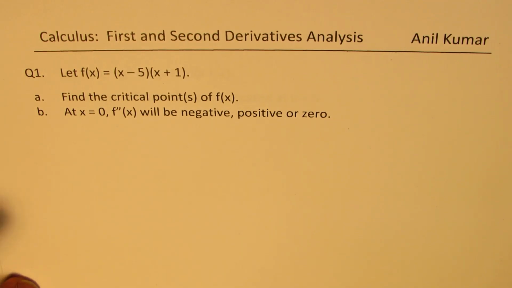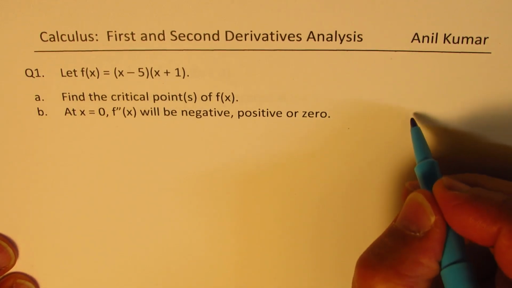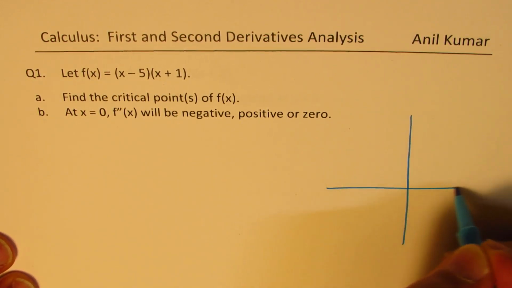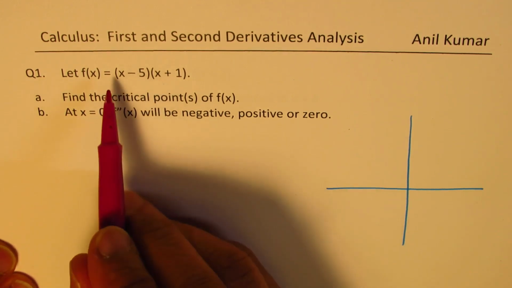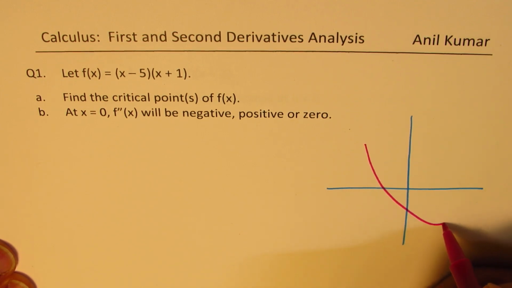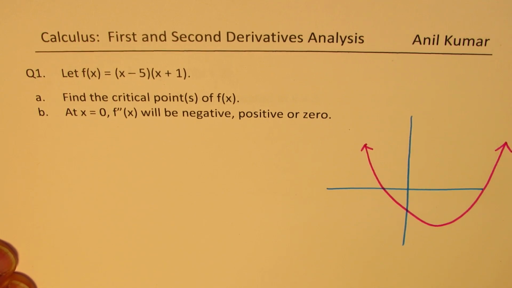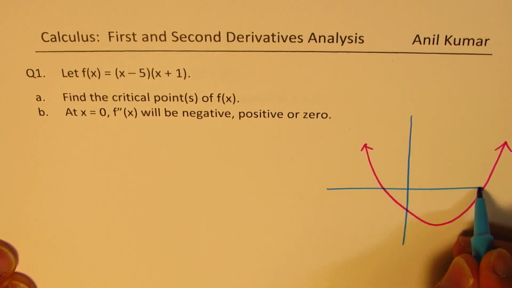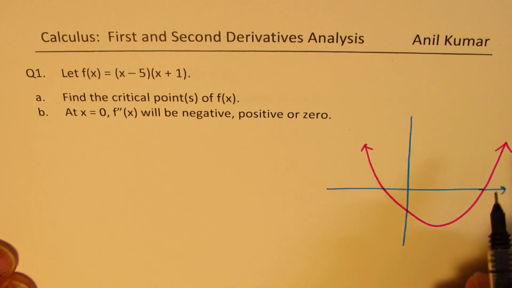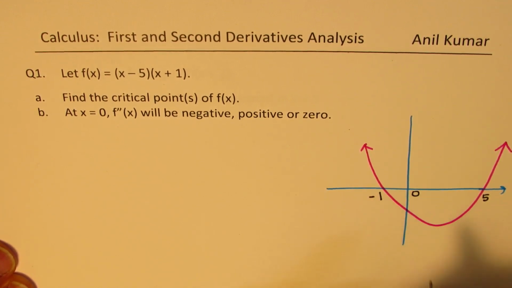Question number 1. We are given a parabola, right? The function is a parabola. X minus 5 times x plus 1. You can easily sketch this function. It has zeros at 5 and minus 1, so something like this. So the zeros are at, let's say this is 5 and that is minus 1. So these are the zeros.